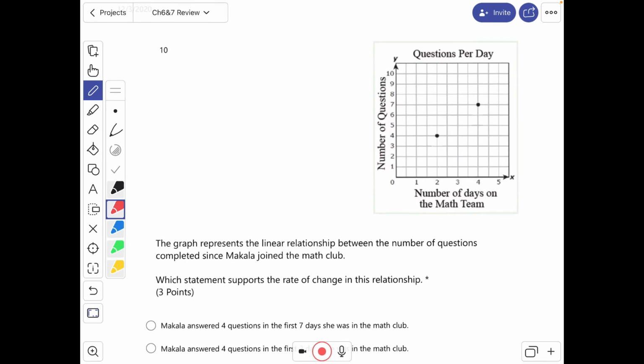Number 10. The graph represents the linear relationship between the number of questions completed since Michaela joined the math club. Which statement supports the rate of change in this relationship? So they gave us 2 dots.